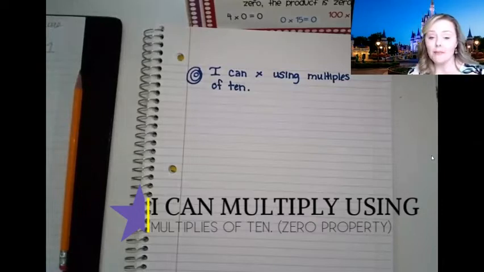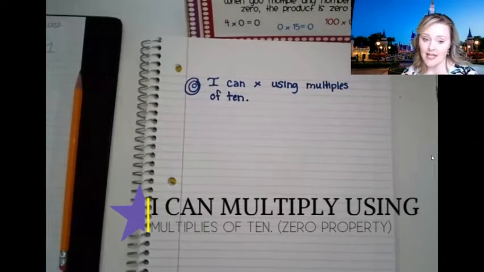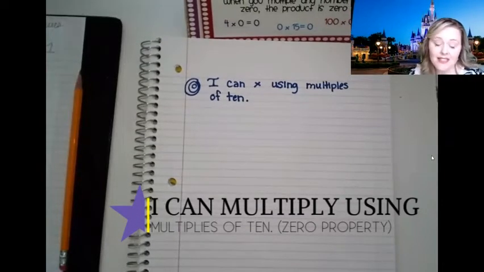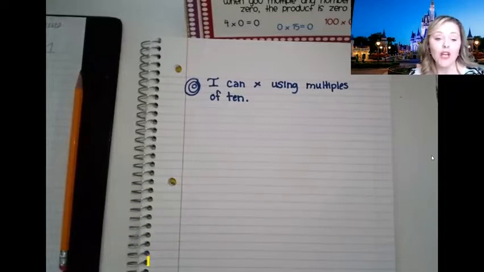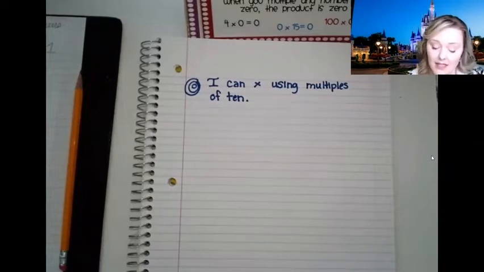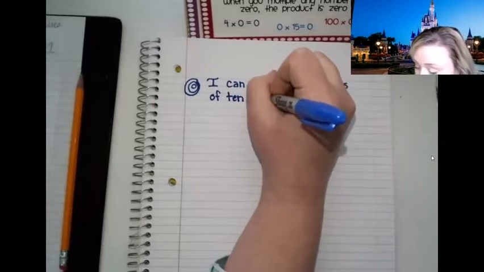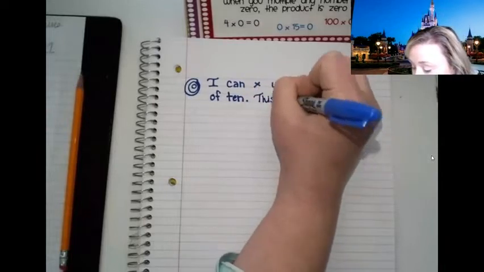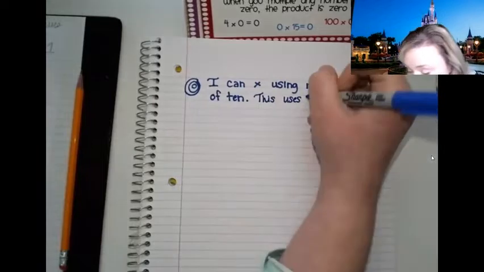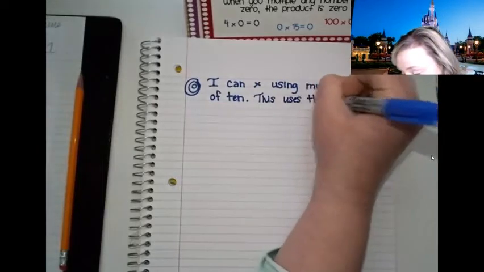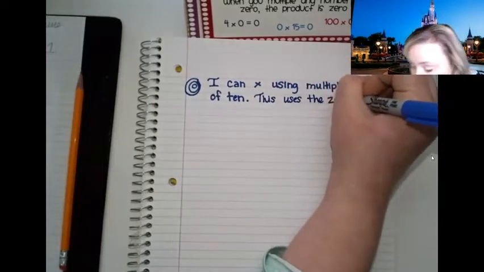Right, now the second part of our I can statement is going to say this uses the zero property. I just want to make a little bit of a clarifying sentence here so that we know what we're using, and we can remember that not only are we learning to multiply by multiples of 10, but we're also using that property. So important to remember our math vocabulary. This uses the zero property.